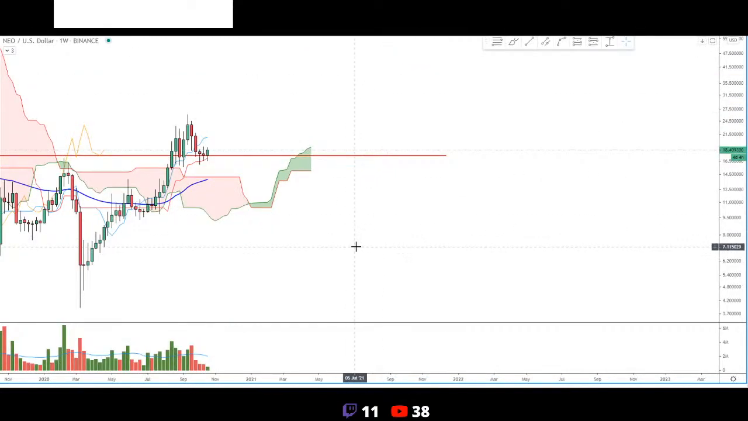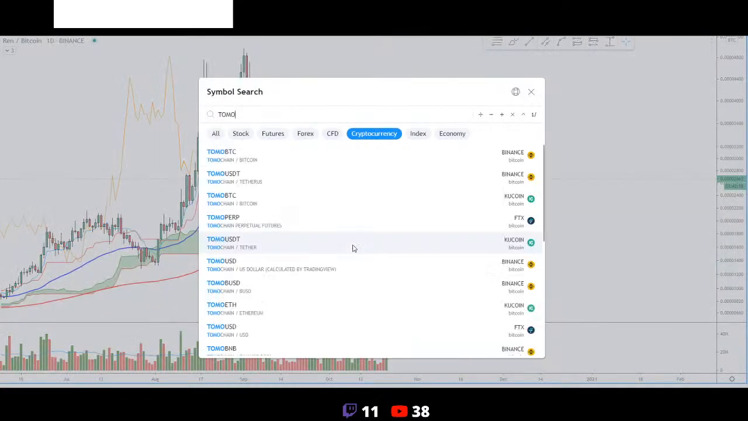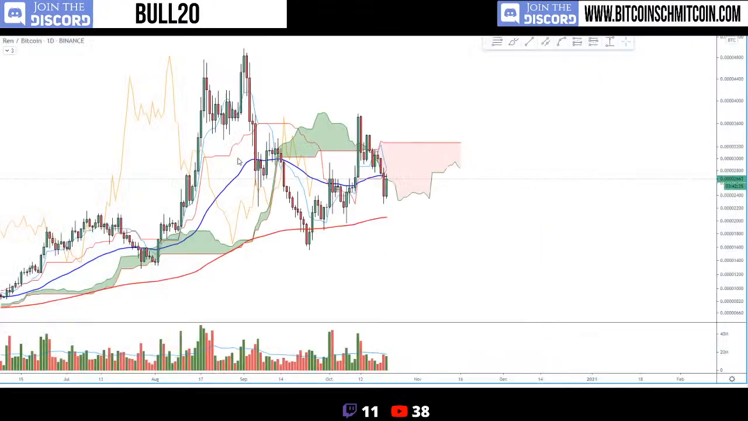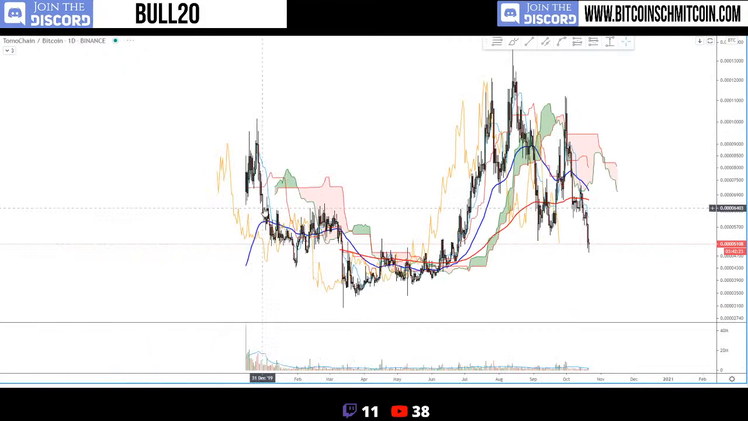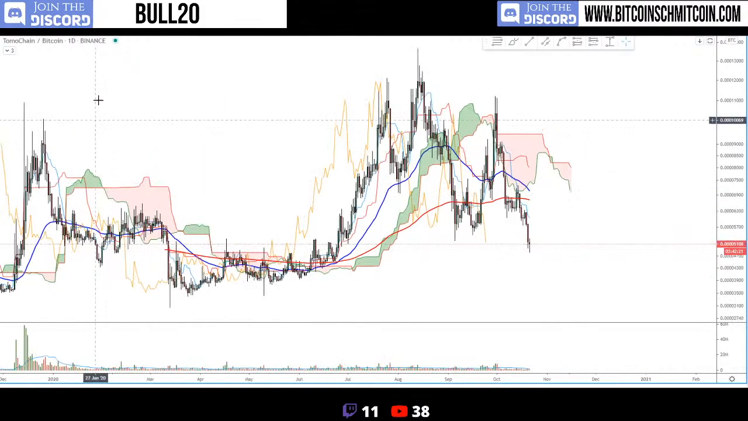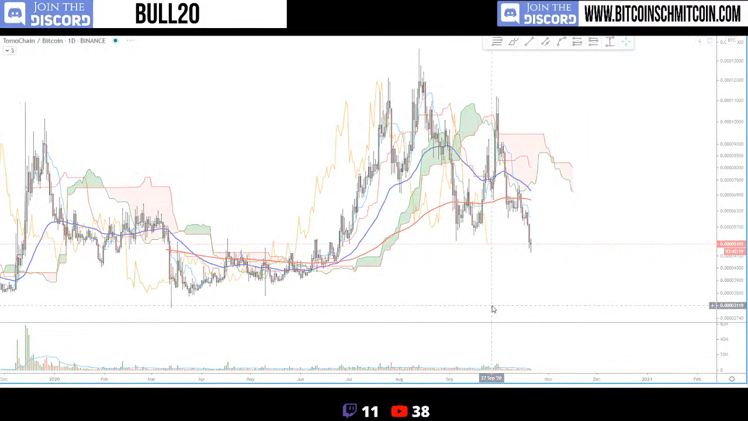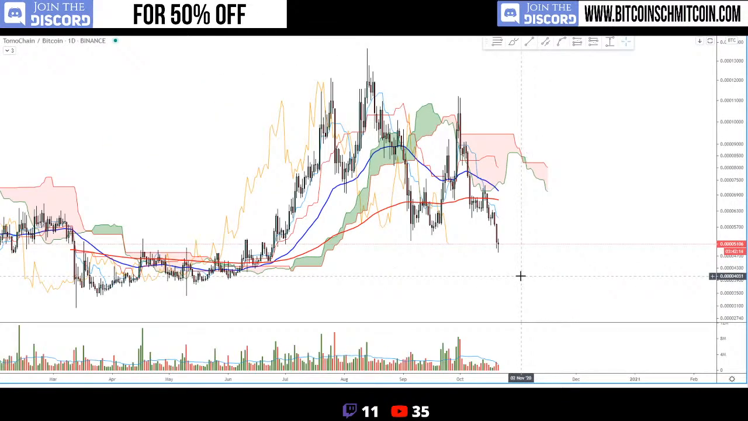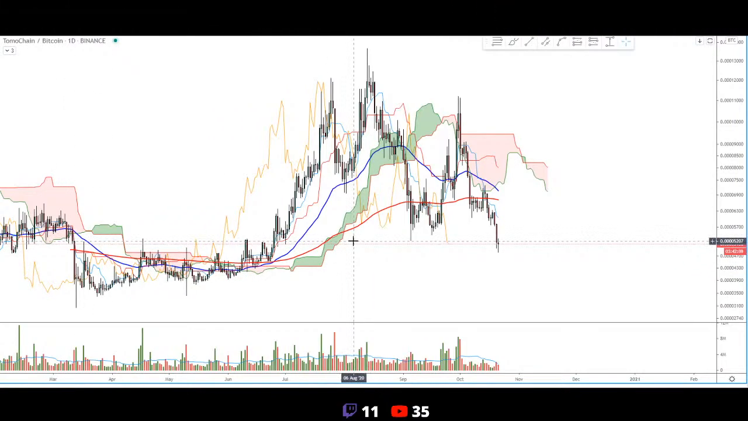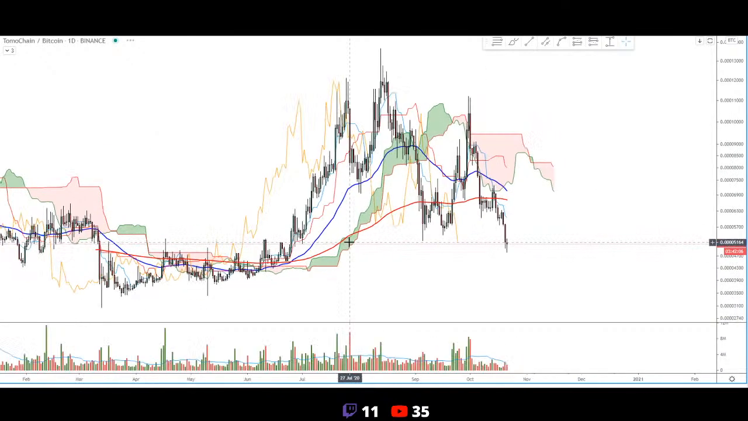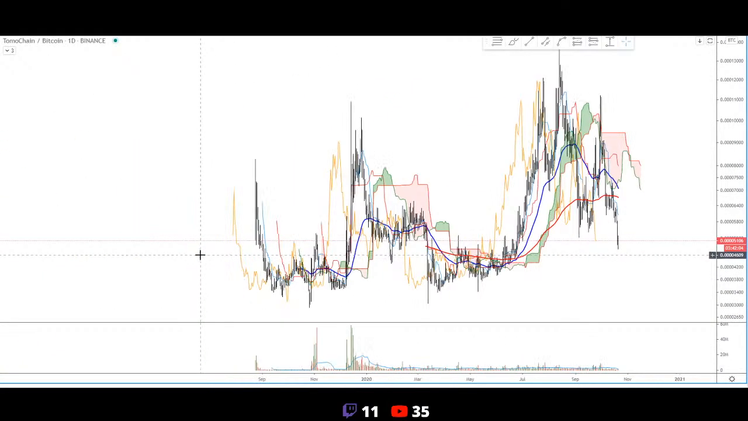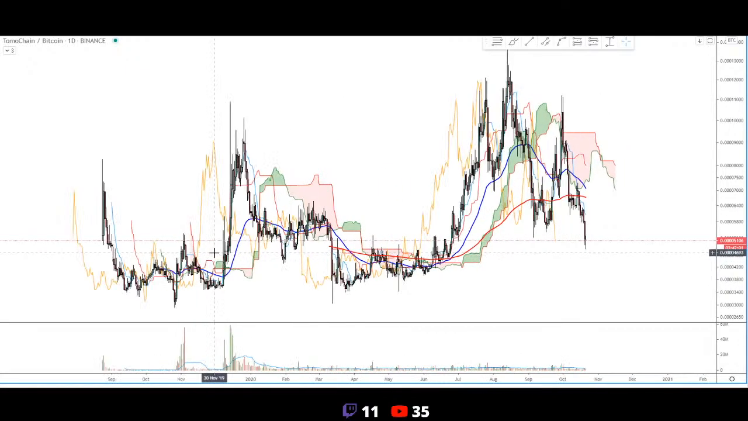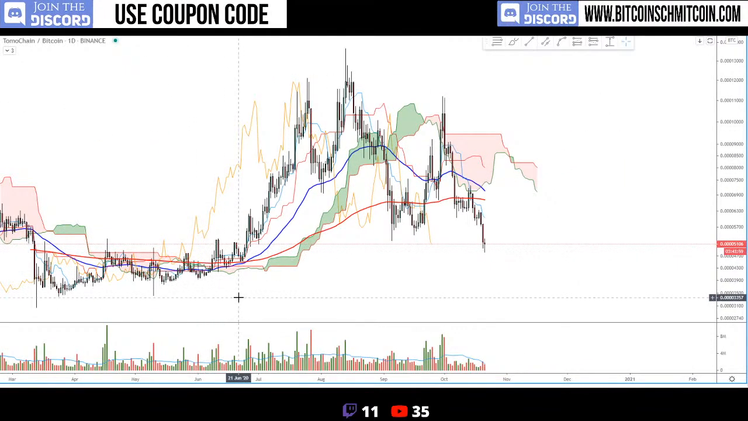Can we look at Tomo on Binance? Ooh. Well, that looks like shit. Sorry. But it does. Looks terrible. Yep, that looks pretty bad. Right up there with ZRX.